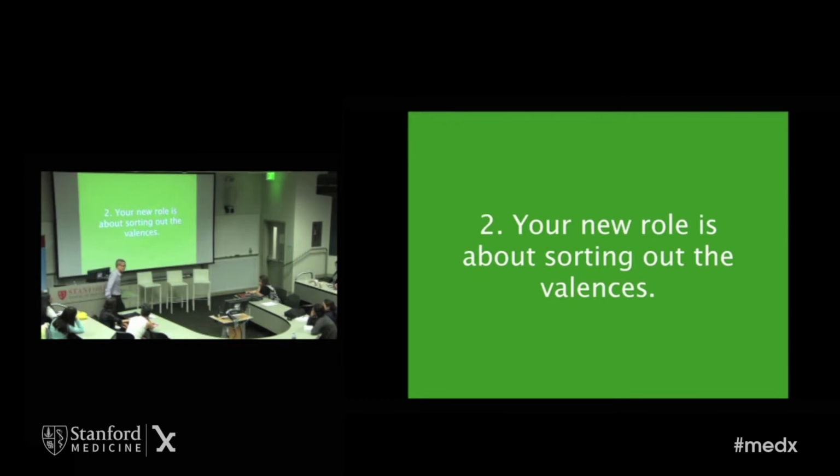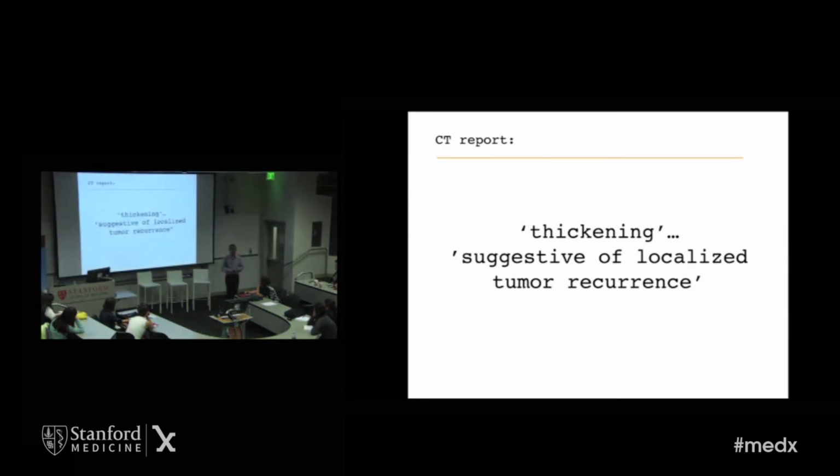Second, your new role is about sorting out the valences. And I have a failure story of my own to tell here. I had a patient who got treated for a really horrible GI cancer, had a radical surgery, came to see me for the first time, and had a CT scan that showed this. This was part of the report: thickening, suggestive of local recurrence. I gave her the report because most of my patients want to see their reports. But then I went to look at the image with the radiologist and the surgeon, and we decided that we should recommend that she have a laparoscopy as the least invasive way of figuring out if this was really a real thing.